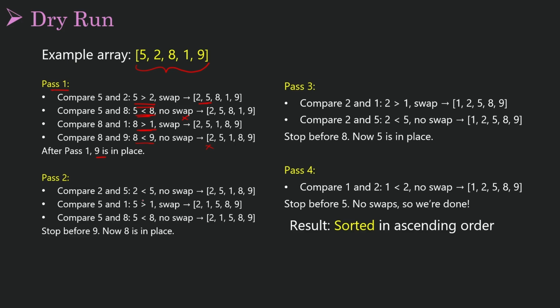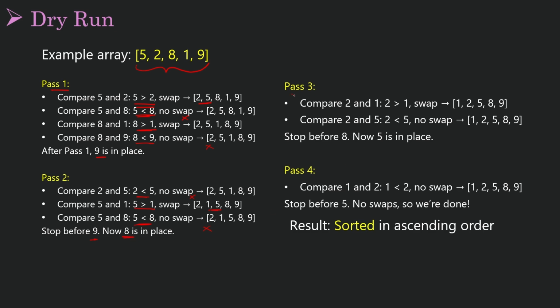Pass 2. Compare 2 and 5. 2 less than 5. No swap. 2, 5, 1, 8, 9. Compare 5 and 1. 5 greater than 1. Swap. 2, 1, 5, 8, 9. Compare 5 and 8. 5 less than 8. No swap. 2, 1, 5, 8, 9. Stop before 9. Now 8 is in place.